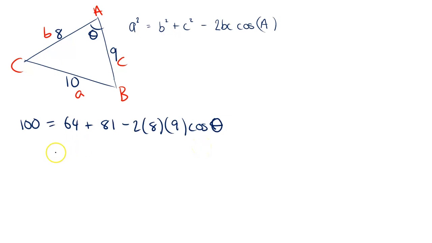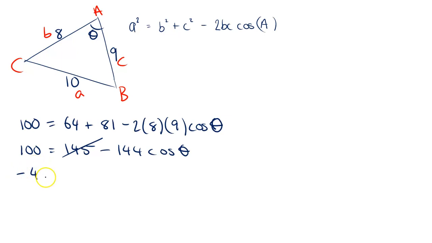Now we need to rearrange this. It's easier to do if you evaluate some of these things. So you can do 64 plus 81, which is 145. And then 2 times 8 times 9 is minus 144 cosine of theta. Now I'm trying to rearrange for the cosine theta part. So what I'm going to do is subtract 145 from both sides. I'm going to minus 145 here, minus 145 on the other side.